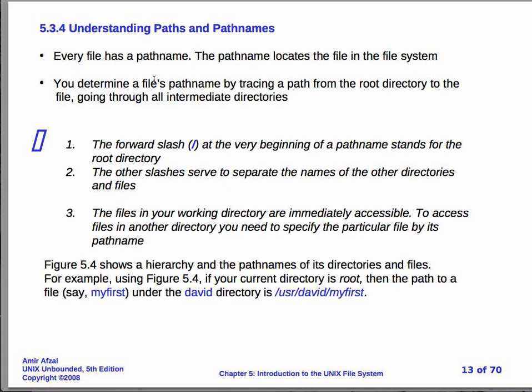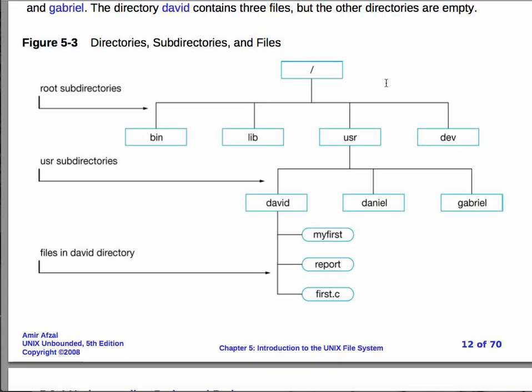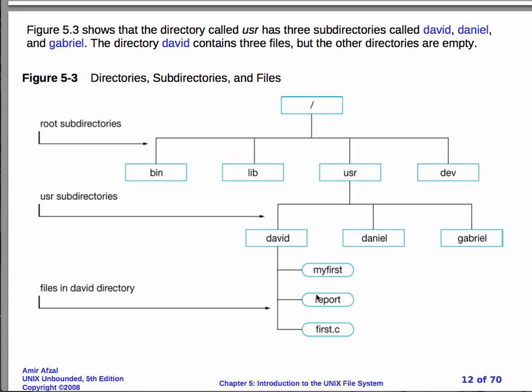You determine a file's path name by tracing a path from the root directory to the file, going through all the intermediate directories. What does that mean? That just means that if you want to trace the path, where exactly is this, or how does the system refer to this report file? It's referred to as /user/David/report. That's a path from the root all the way down to where the file is. And this can have hundreds of different levels if you want to. There are files like that.